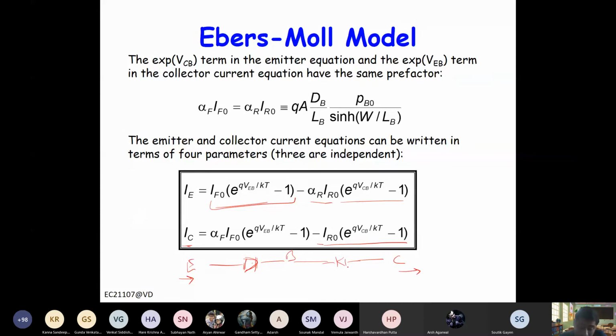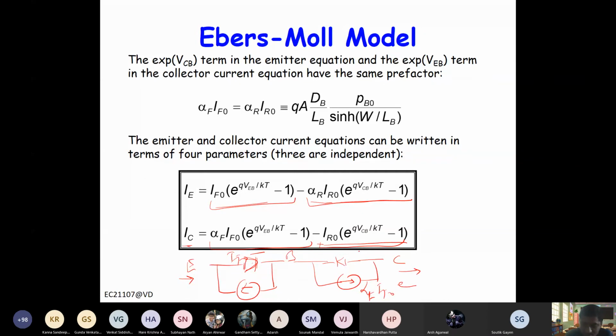Okay. Now you can also see this is a PN junction, this is a PN junction. So these are the individual components due to the diode. Then there are transfer components. So due to this VCB, there is a current alpha R times IR naught, right? So this will appear here at the base emitter junction. And this alpha F times IF naught is the current which will appear here, right? So this is the IF naught exponential thing. This is alpha F times IF naught. And for the exponential thing here, this will be IR naught. And this will be alpha R times IR naught.